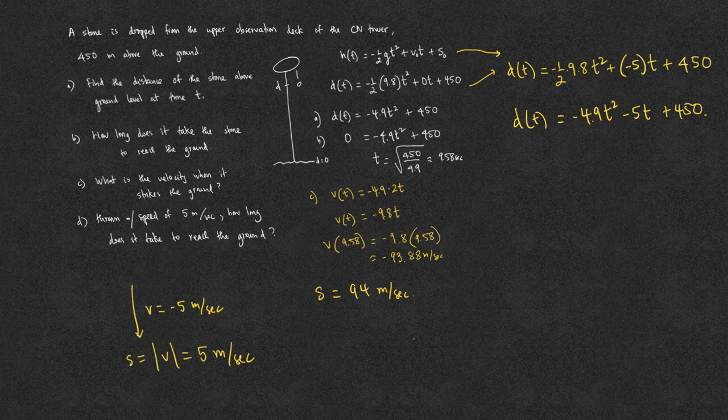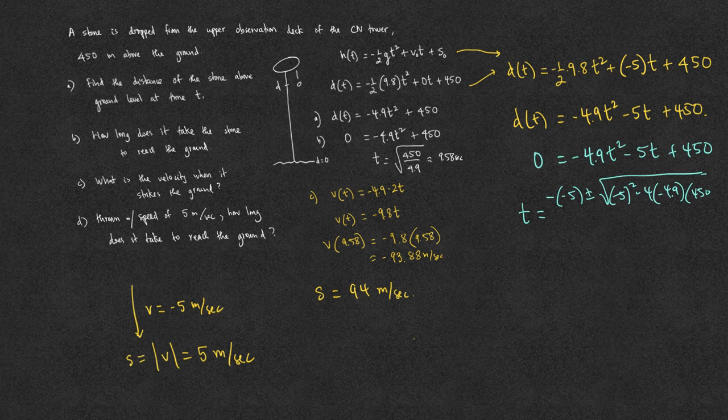We want to know how long it takes to reach the ground. It should reach the ground faster because this time it is being thrown. We set this equation equal to 0 and solve for t. 0 equals negative 4.9 t squared minus 5t plus 450. Using the quadratic formula, t equals negative b plus or minus the square root of b squared minus 4 times a, negative 4.9, times c, 450, over 2a, where a is negative 4.9. This is the quadratic formula.